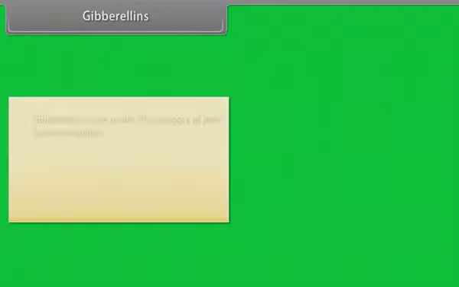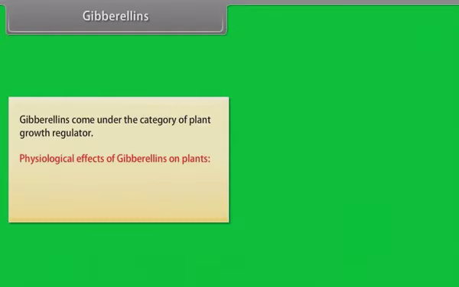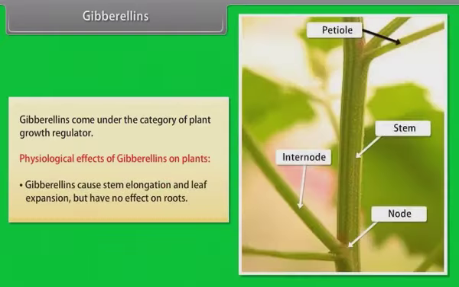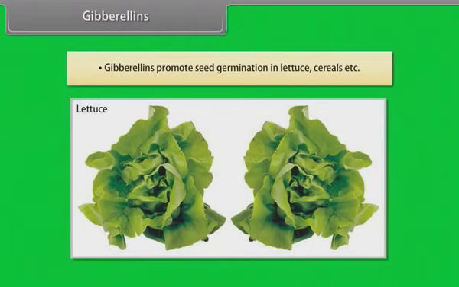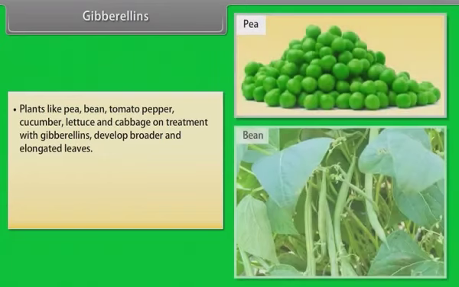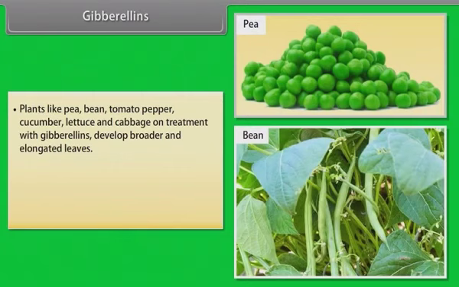Gibberellins. Gibberellins come under the category of plant growth regulator. Physiological effects of gibberellins on plants. Gibberellins cause stem elongation and leaf expansion but have no effect on roots. Gibberellins promote seed germination in lettuce, cereals, etc. Plants like pea, bean, tomato, pepper, cucumber, lettuce and cabbage, on treatment with gibberellins, develop broader and elongated leaves.